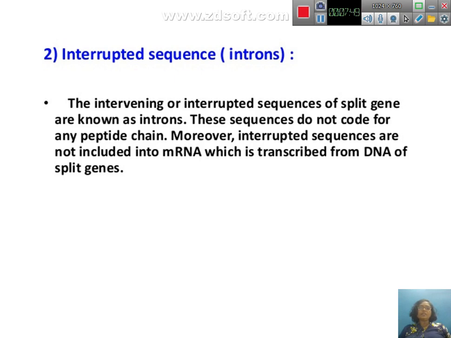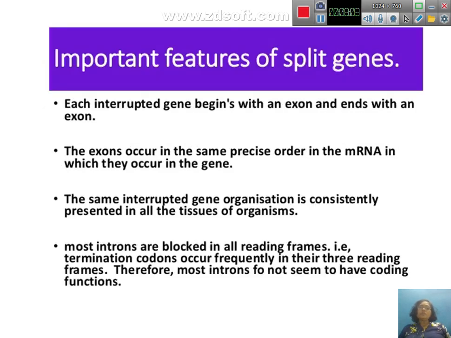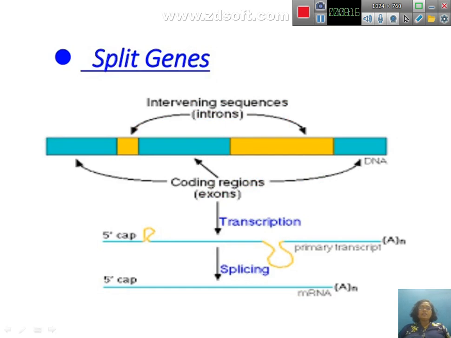So these are the intervening sequences. These intervening sequences are called introns, and they do not code for any peptide molecule, and therefore they are spliced out or removed. That is what is called split genes. Now each interrupted gene begins with an exon and also ends with an exon. If you observe the gene, it always starts with an exon and ends with an exon, but in the middle you have the introns.